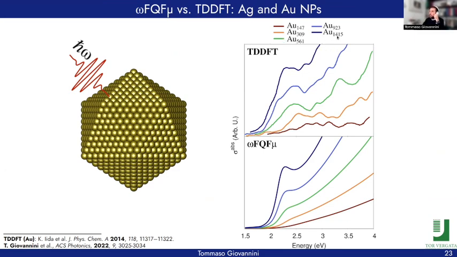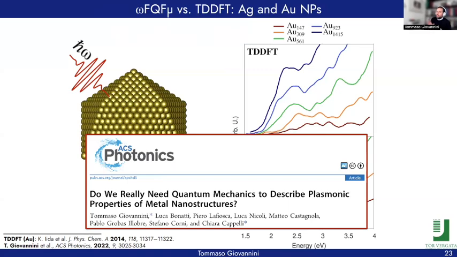So these nanoparticles are very, very small. They are below 5 nanometers of size. This is actually something that is not obvious. This actually questions whether we actually need quantum mechanics to describe the plasmonic properties of metal nanostructures.